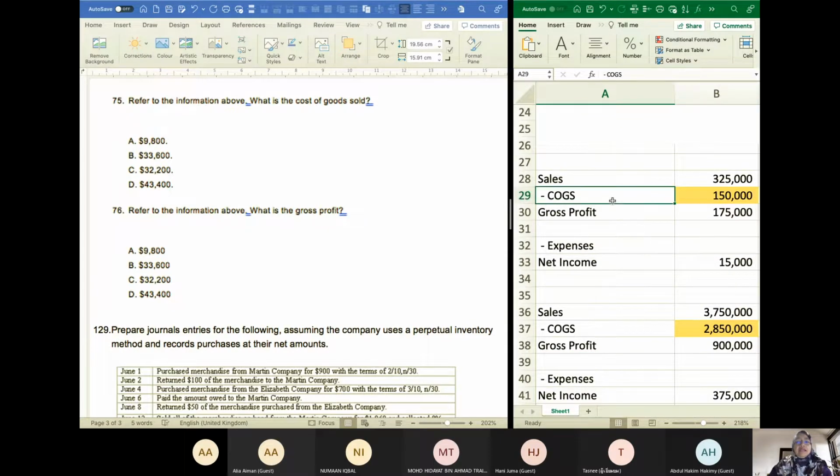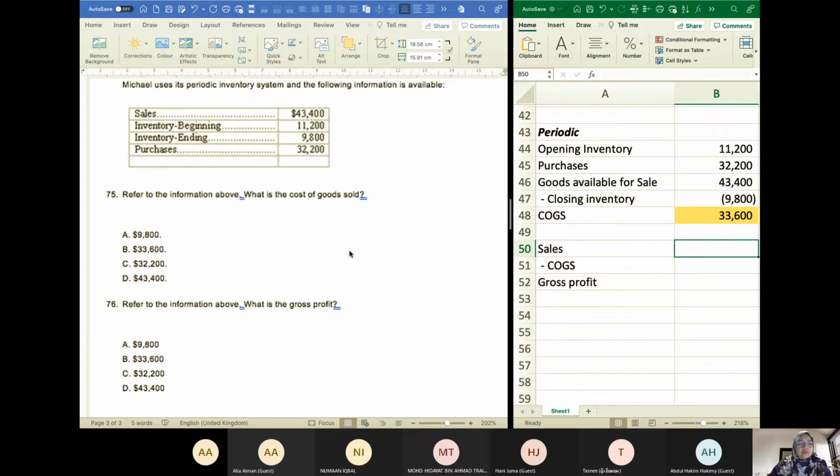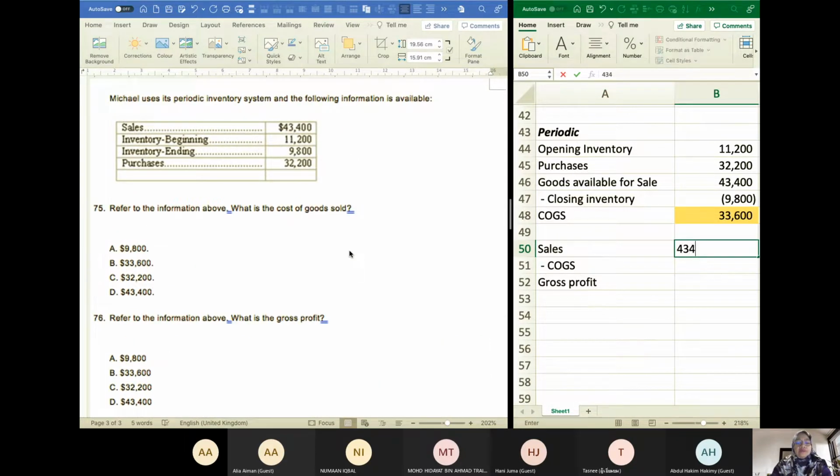The difference is that in the perpetual, the COGS is there. But under periodic, you have to look for the COGS. You have to find the COGS. So sales here is given, how much is your sales? 43,400. That is your sales. Your COGS is 33,600. So the difference is your profit.